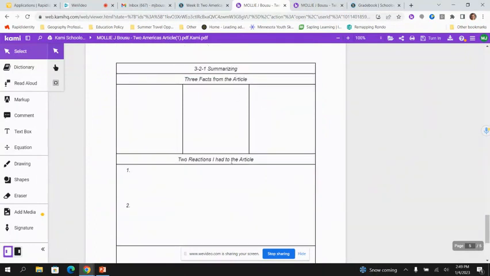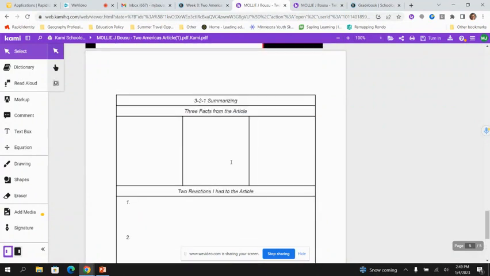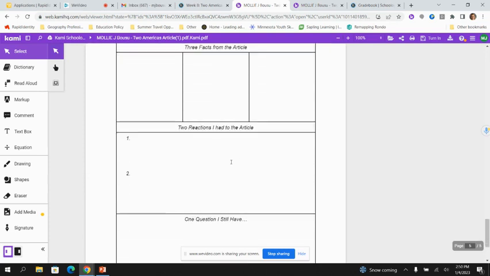3 facts from the article, 2 reactions that you had, and then 1 question that you still had. Make sure that you're writing original answers, and make sure that your facts from the article and your reactions and your question are all written in your own words.